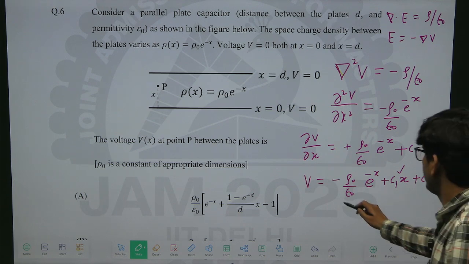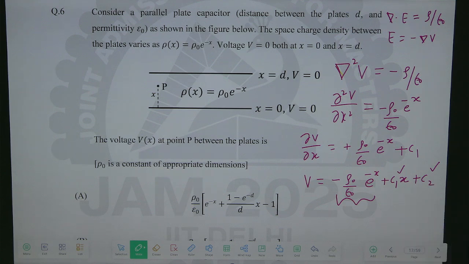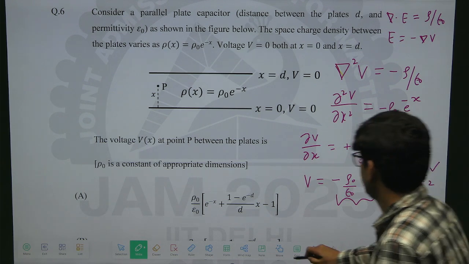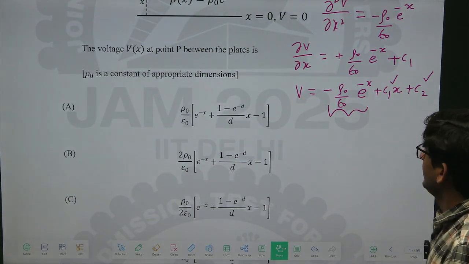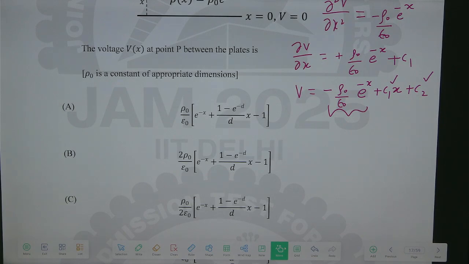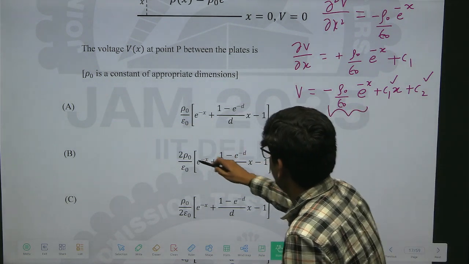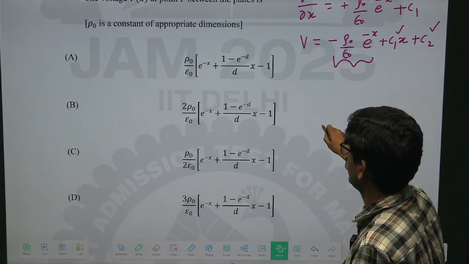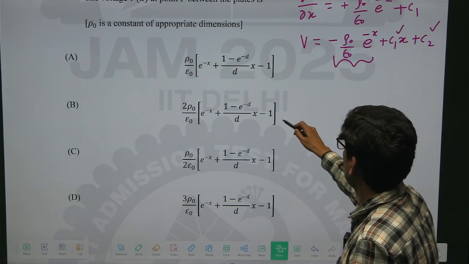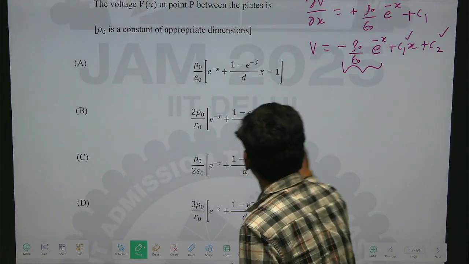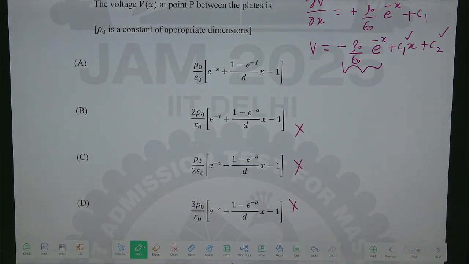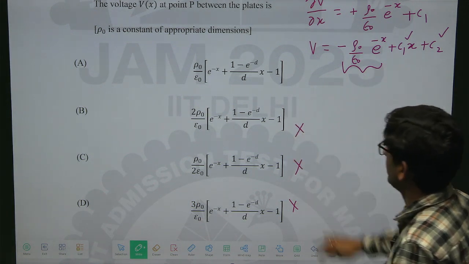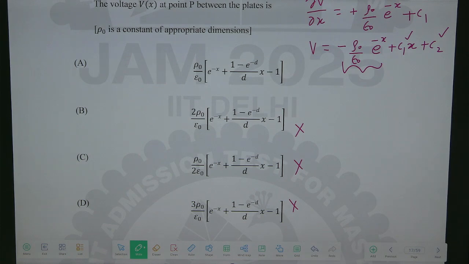Now the first term of the equation is not going to change with whatever values you get for C1 and C2. I am telling you that this term will not change. So that means the first term will have coefficient rho naught by epsilon naught. Here it is rho naught by epsilon naught, here it is 2 rho naught by epsilon naught, here it is rho naught by 2 epsilon naught, and here it is 3. So all these options are wrong, because this term is not going to change with the boundary condition. Whatever terms change will come by putting the boundary condition, but the first term will remain unchanged.